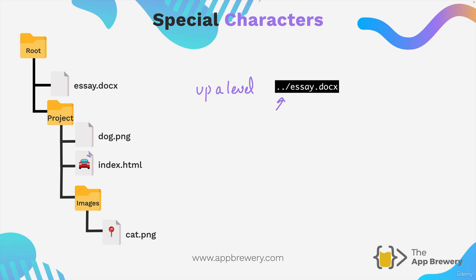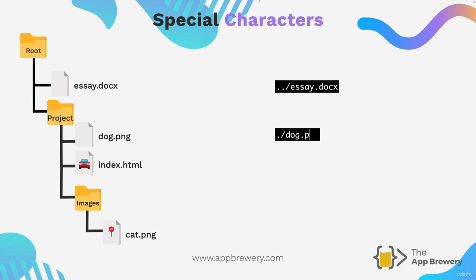In this case, we are starting off in our index.html, and this file is located inside the project folder. So this is where our starting point is. If we go up a level using those two double dots, then what that enables us to do is to go into the root folder. Now, relative to this root folder, in order to navigate to the essay.docx, all we have to write is essay.docx. And this enables us to travel up through the folder tree.